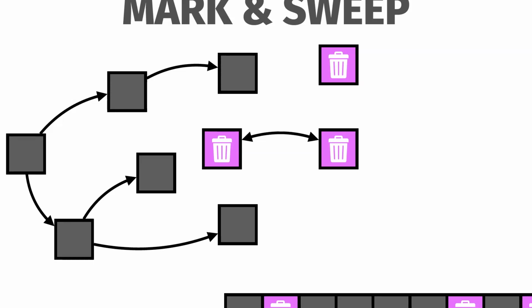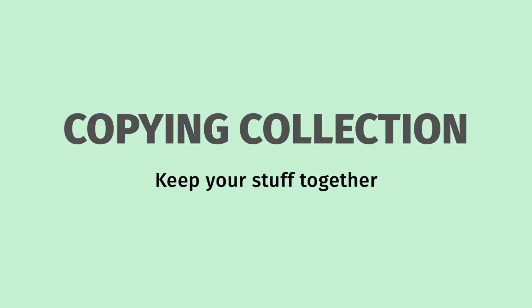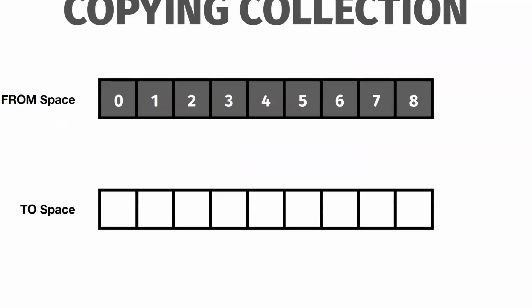Another downside is, as you can see at the bottom, we free memory, but we end up with little gaps. And that's where copy collection comes in. Copy collection helps us keep our stuff together. So let's say we mark what isn't garbage, kind of the same way we did before with mark and sweep or any other way.